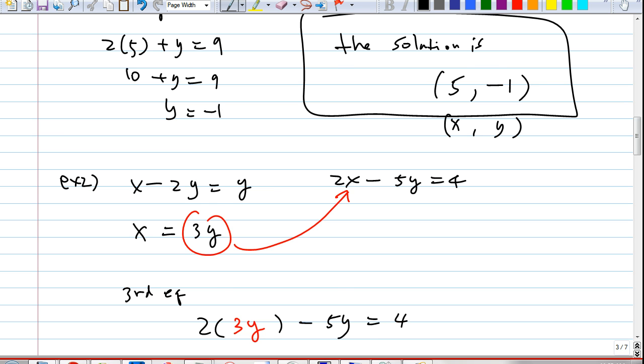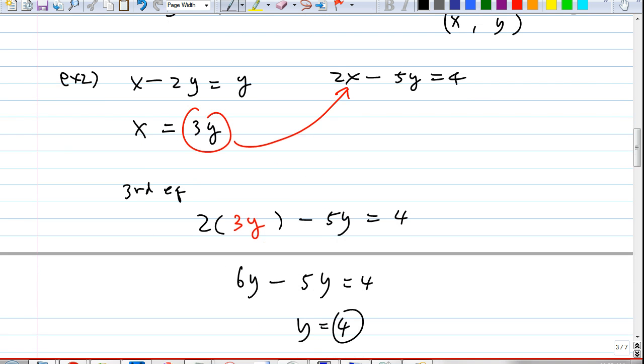Okay, then did you all get y equals 4? Yes. Okay, if you didn't, you didn't do it correctly. You get 6y minus 5y, and 6y minus 5y is simply y, right? I got x equals 12. Oh, you've solved for x? Yes. Okay, so let's see.